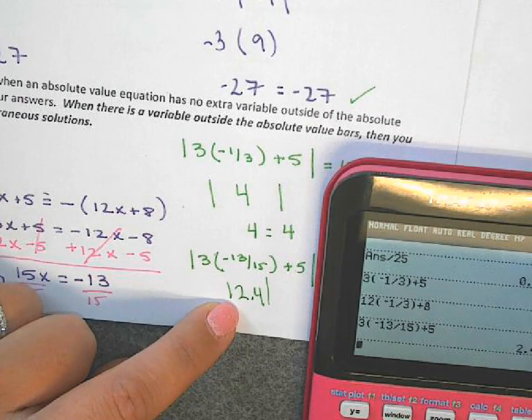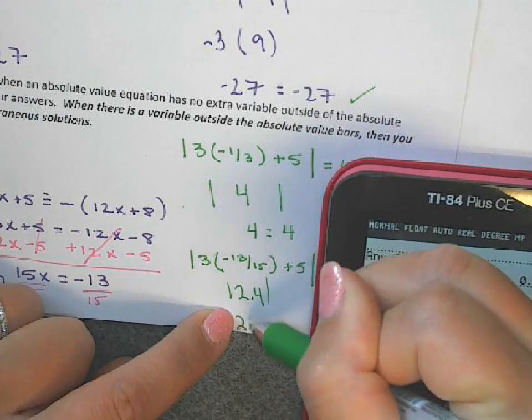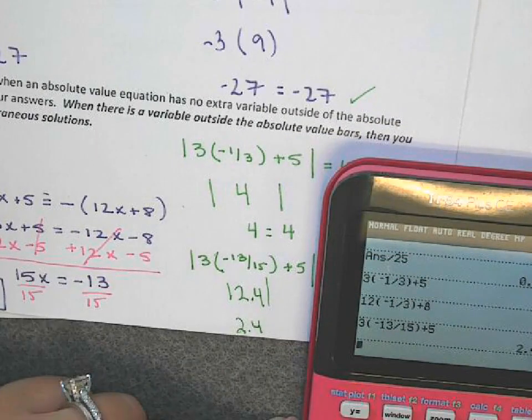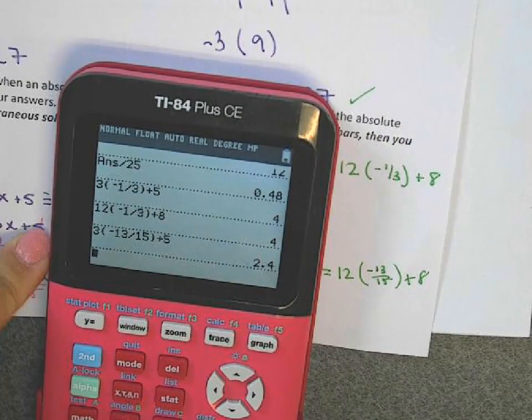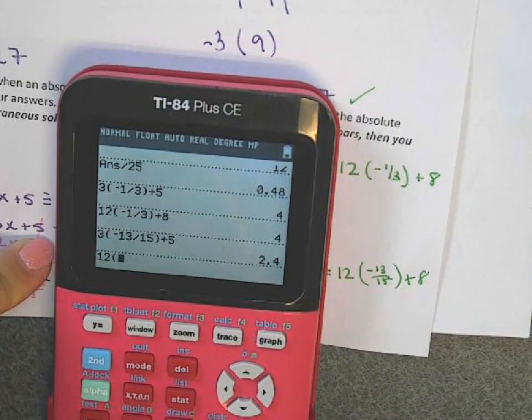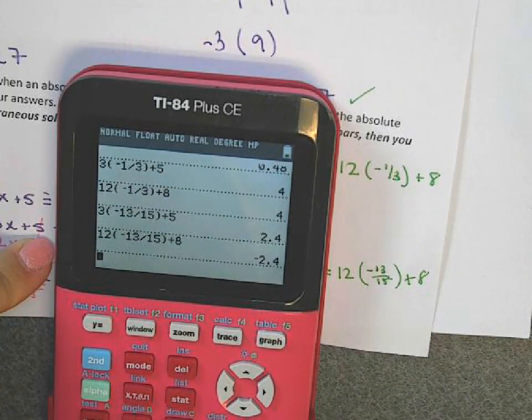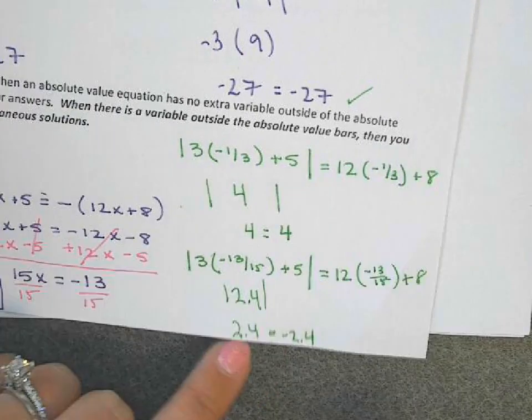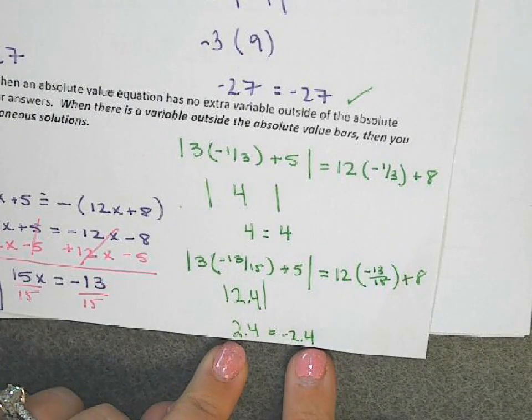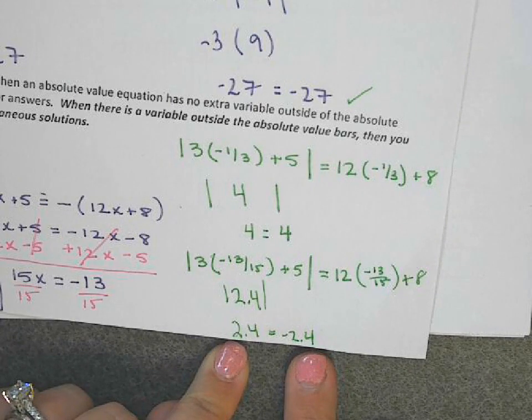What's the absolute value of 2.4? How far away is 2.4 from 0? 2.4. Now I have to figure out what the right side is. So I have 12 times negative 13/15 plus 8. I get negative 2.4. Is 2.4 equal to negative 2.4? No. No, one's positive, one's negative.